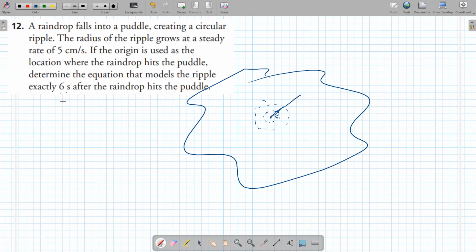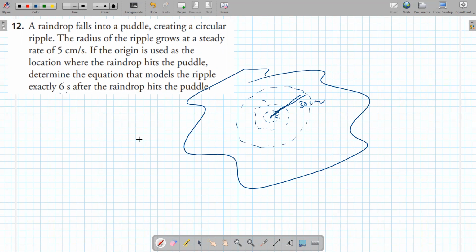What is the radius going to be 6 seconds after? It'll be 30. So the radius is going to be 30. This is going to be the ripple. Not 30 seconds, but 30 units, whatever this is, centimeters. That's your radius.